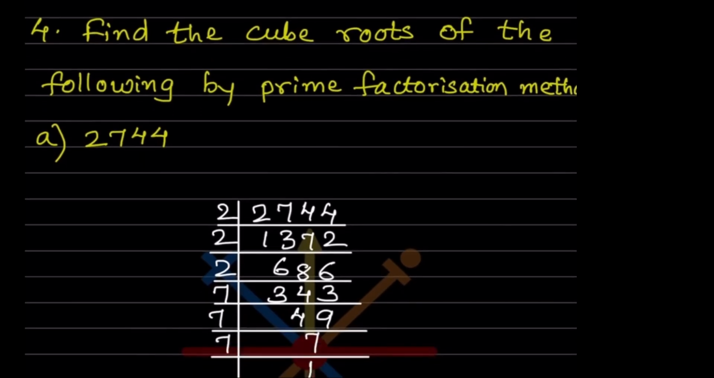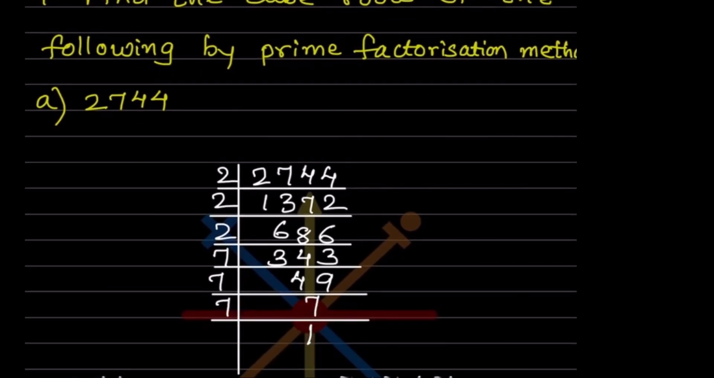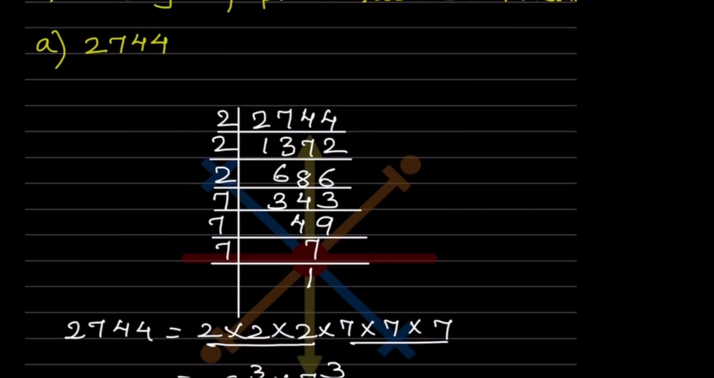So now here, find the cube roots of the following by prime factorization method. Whenever they mention a specific method, we have to find it by that method only and not another one. So now you know the prime factorization method, we have done it many times. So 2744. In prime factorization we cannot jump over to a bigger number, always go with 2, if not then by 3, 4 and so on.